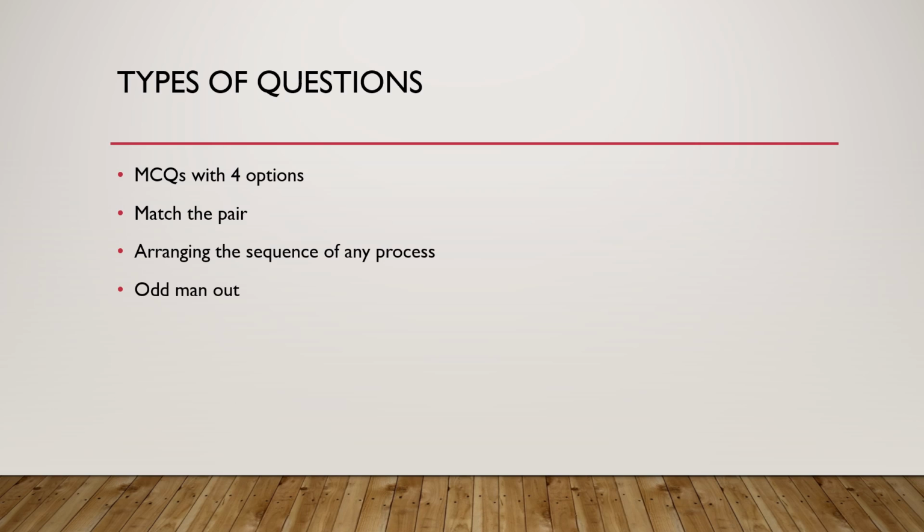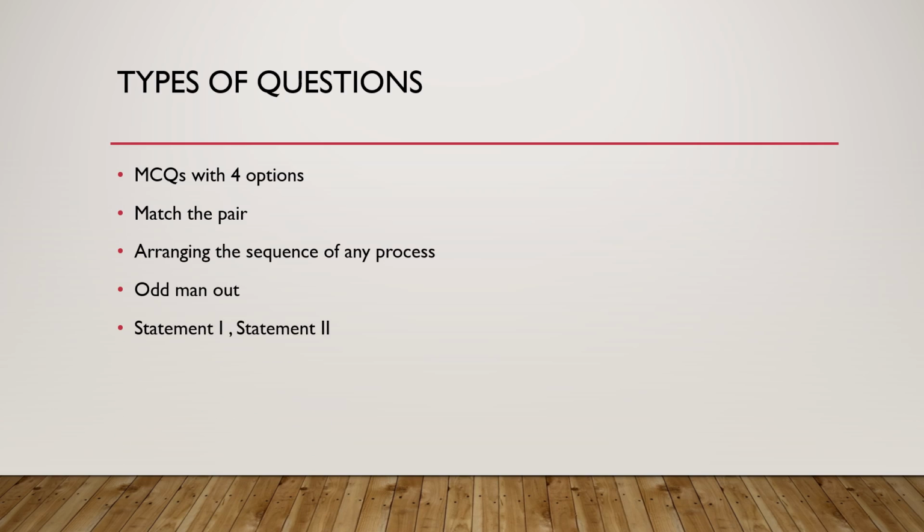Then odd man out. Odd man out means if there are 4 similar types of words, and one is of another type. For example, the same example about recruitment. They will give 3 types of internal sources of recruitment, and one from external sources of recruitment. So you have to choose that odd man out.